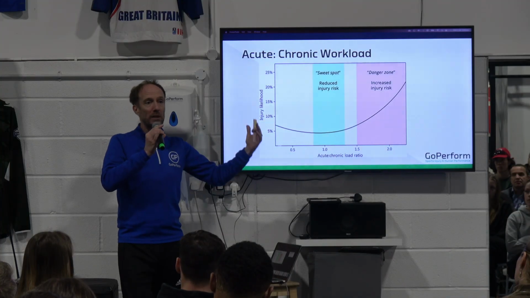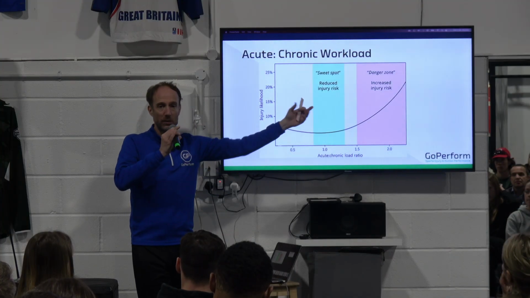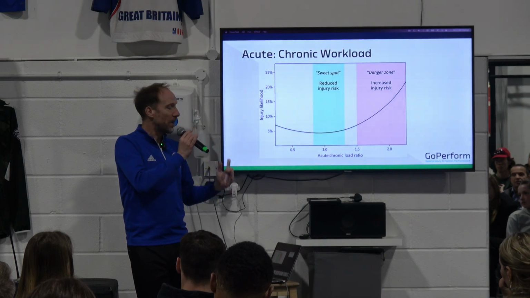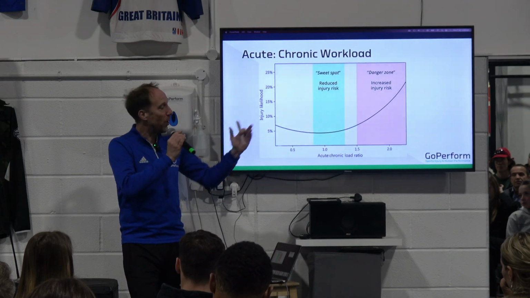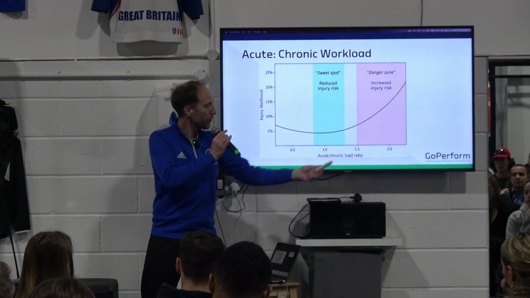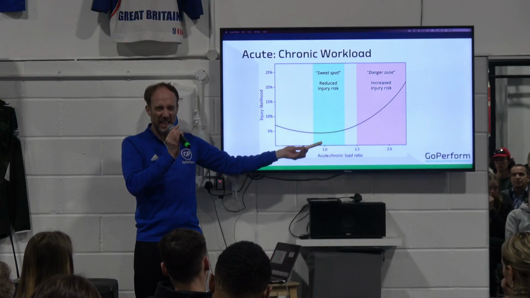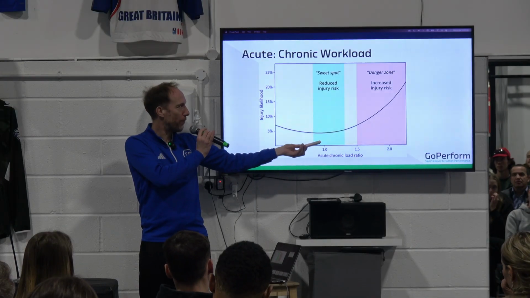So if we're doing 40 kilometers a week for the previous 4 weeks and we've stuck at 40 kilometers, that's a 1.0 ratio. If we're doing more than 40, then obviously that ratio will go up that way. So 1.0, as we can see, is this very sort of safe area that we've talked about before.